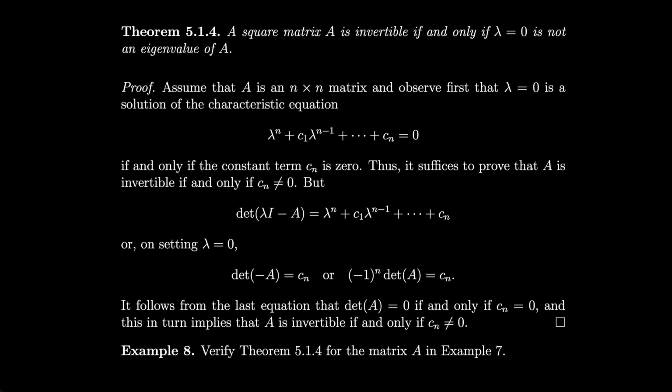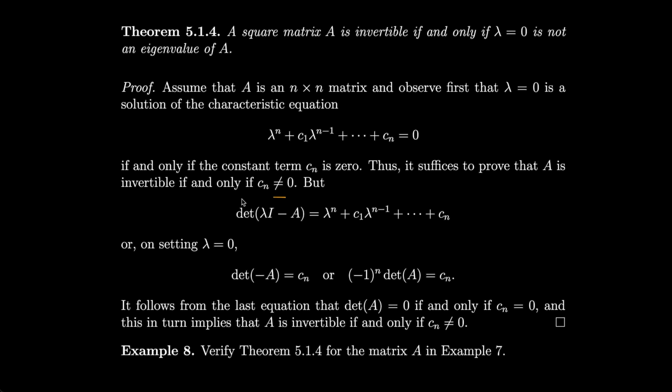So that means that to prove that it suffices to prove that A is invertible if and only if the constant is not 0. If the constant is not 0, then that means that lambda equals 0 is not a solution to the characteristic equation, which means it is not an eigenvalue of A, and it means that we're done if we can show that A is invertible in that case.